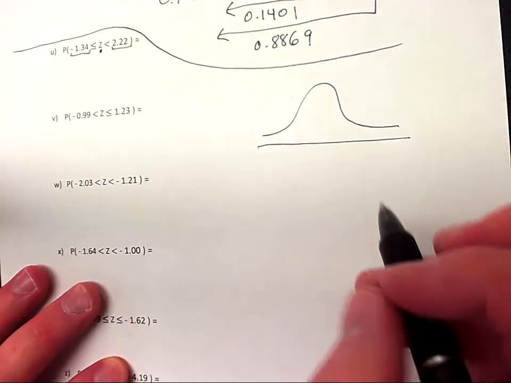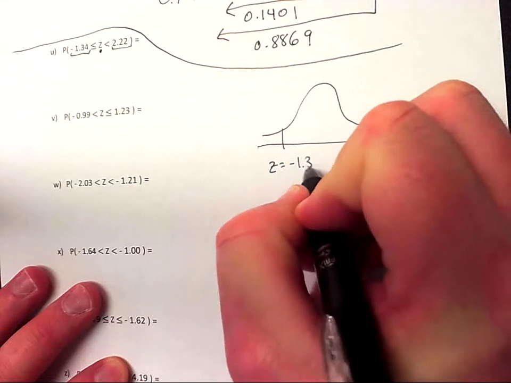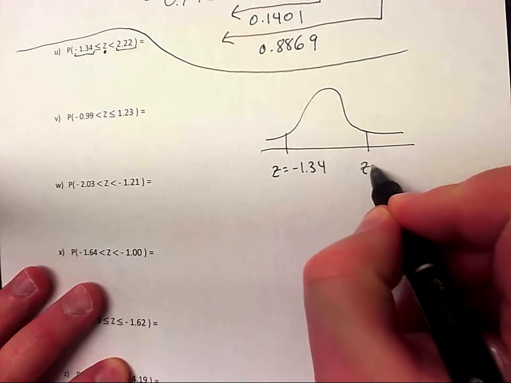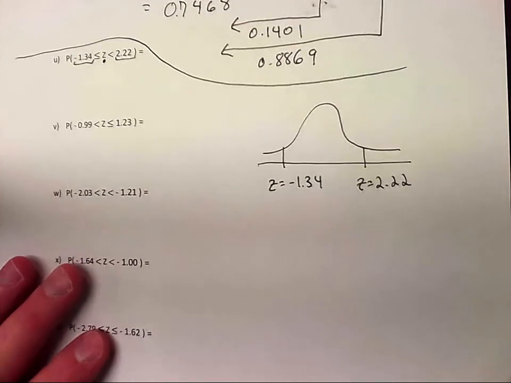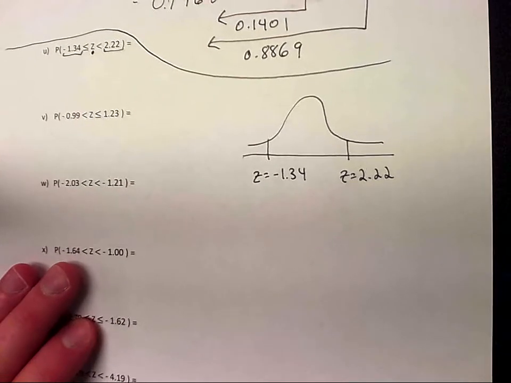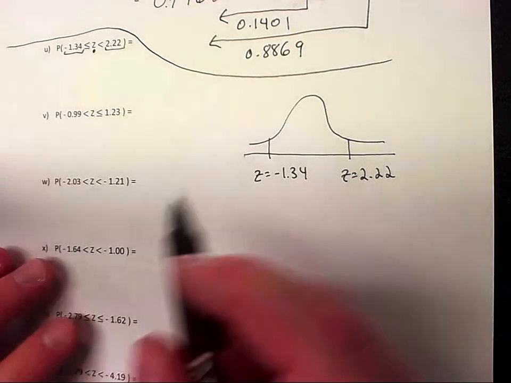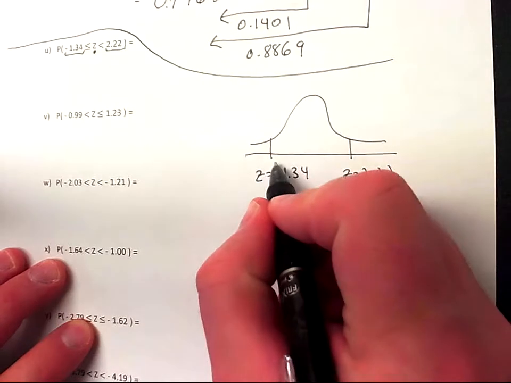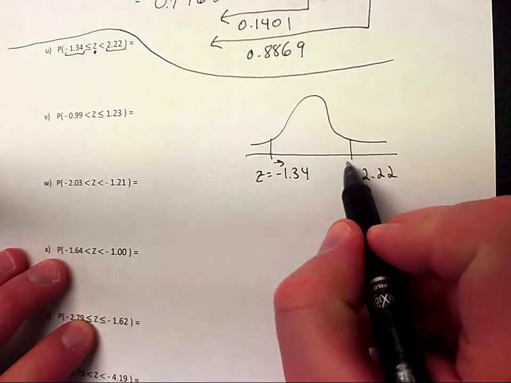So we have negative 1.34, which is going to be below the mean. And then we have 2.22, which is going to be above the mean. Awesome. Now what do? We shade, right? So we want to figure out the direction that we shade. We want to be greater than negative 1.34, but we want to be less than 2.22.